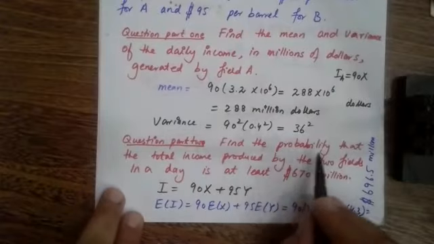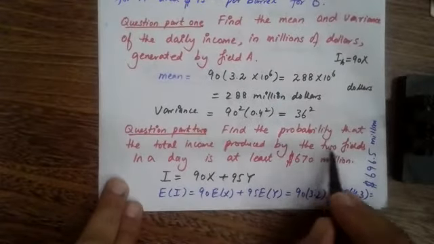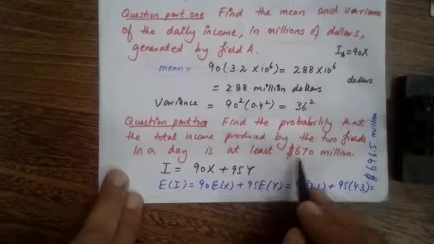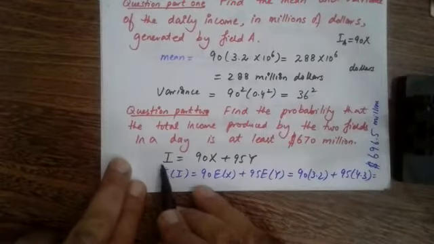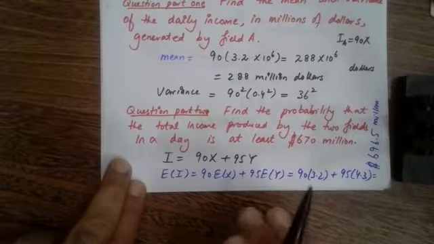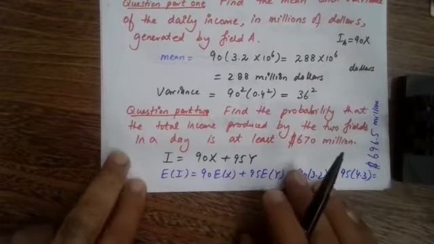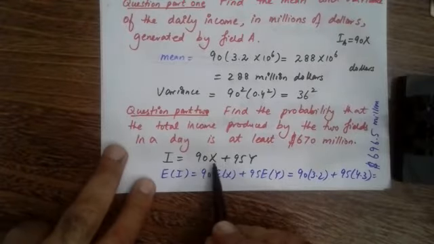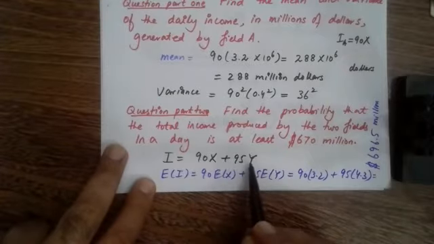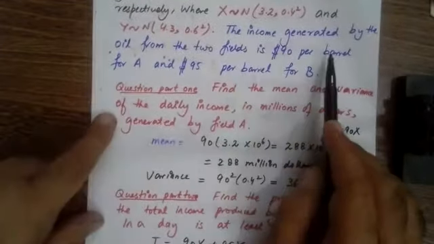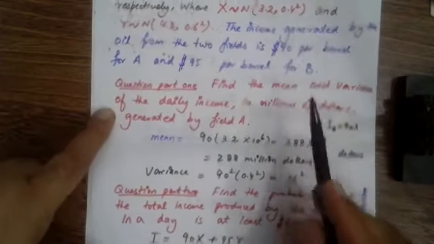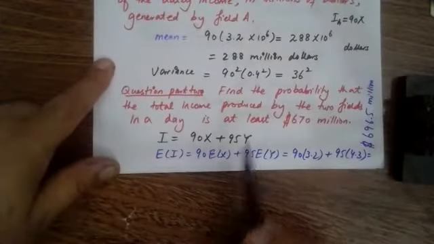Question part 2: find the probability that the total income produced by the two fields in a day is at least $670 million. Now, if I write an expression for the combined daily income from the two oil fields, I would say that X is the production of oil field A multiplied by $90, plus Y, the production of oil field B, multiplied by $95, because we've been told that it's $90 per barrel for A and $95 per barrel for B. So this is an expression for the income.